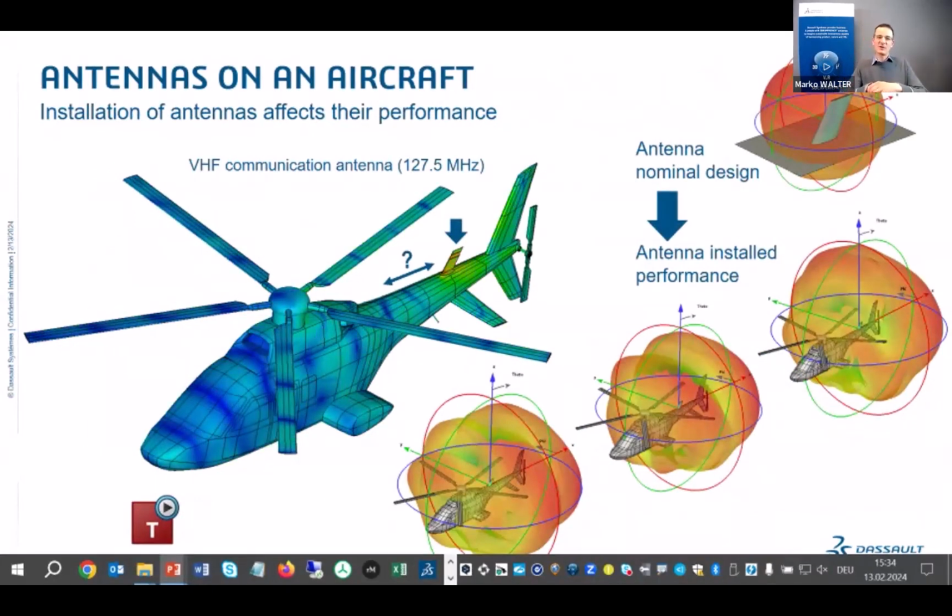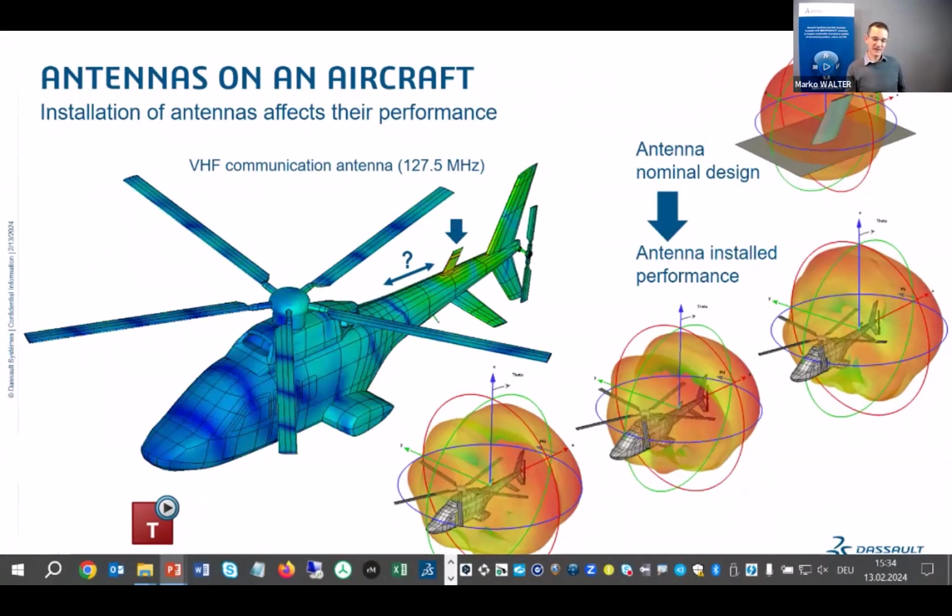Now, the point is that previously we were installing antennas in things. When we put them on things, it also changes their performance. This example will be described in much more detail by Tobias later on. But here we have a VHF antenna, which needs to be placed on the tail fin of this helicopter.